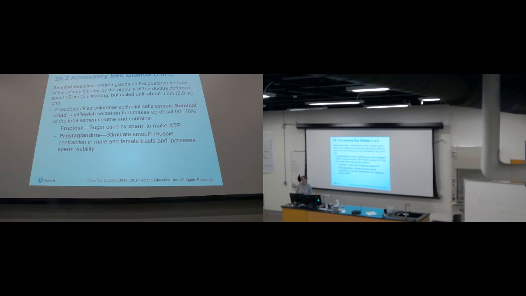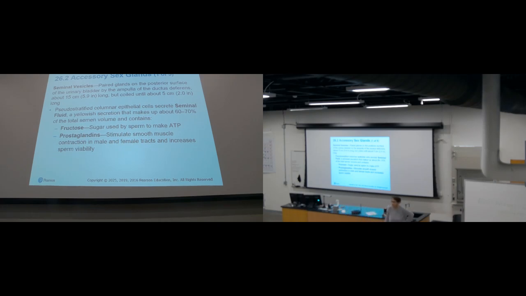Details about the seminal vesicles. They are paired glands on the posterior surface of the urinary bladder. And then they measure 15 centimeters or 5.9 inches in length, but they coil until about 5 centimeters or 2 inches in length. And just as the ductus deferens, they have pseudostratified columnar epithelial cells, and they secrete a fluid, seminal fluid, that is yellowish, that makes between 60 to 70% of the volume of the semen.